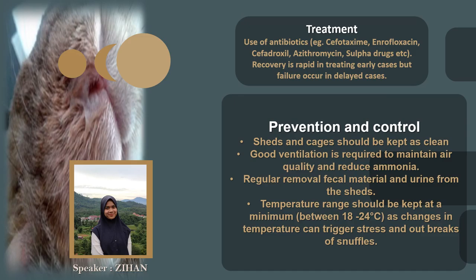So for prevention and control, the sheds and cages should be kept clean, and good ventilation is required to maintain air quality and reduce ammonia. Regularly remove fecal matter and urine from the sheds, and the temperature should be kept between 18 to 24 Celsius, as changes in temperature can trigger stress and an outbreak of snuffles.